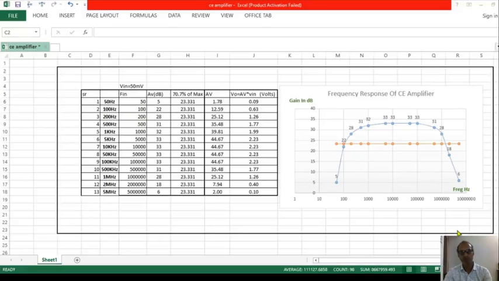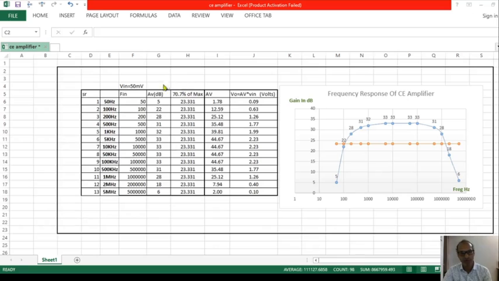Good morning, students. Today we'll see how to draw the frequency response of a common emitter configuration amplifier. For that purpose, I have chosen some readings for corresponding input frequency, and the input voltage for the signal was 50 millivolt. The frequency of the input signal is changed from 50 Hertz to 5 megahertz.